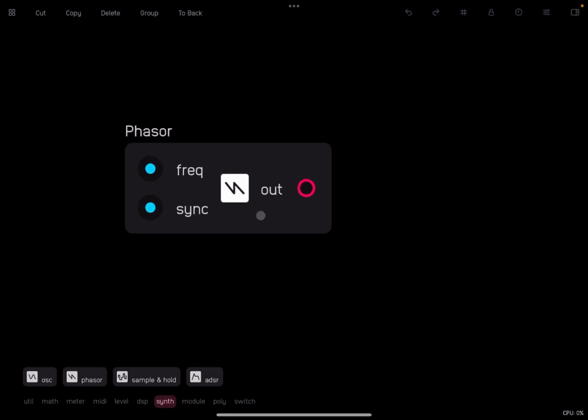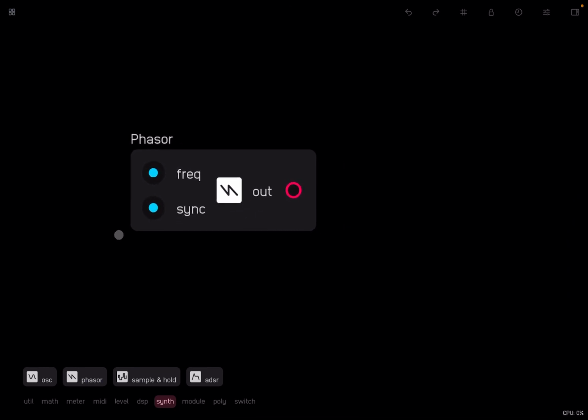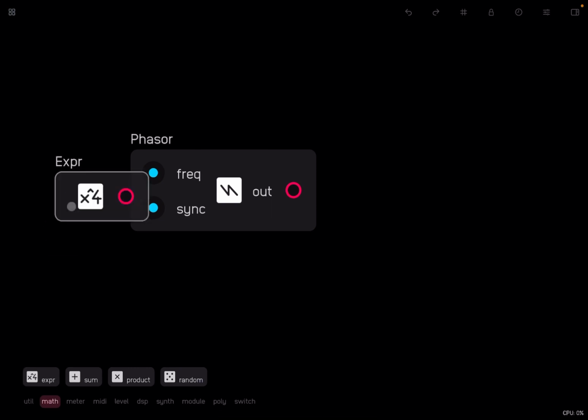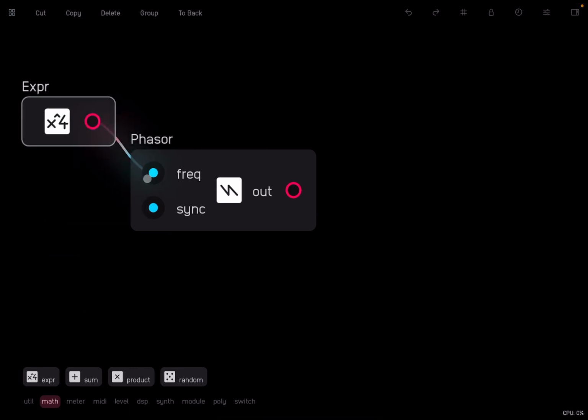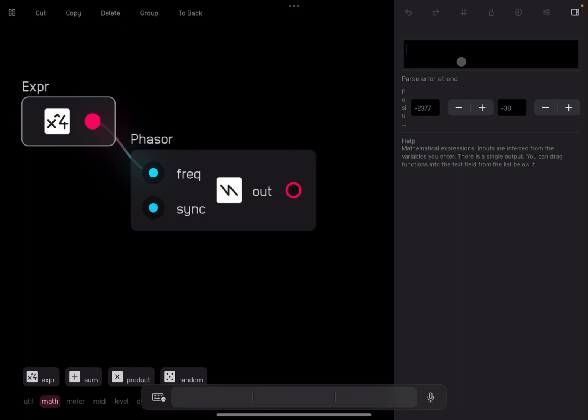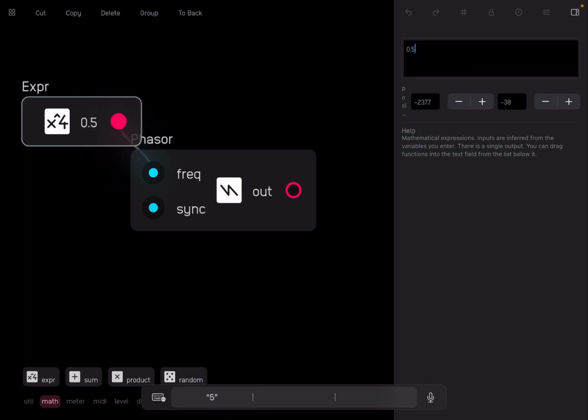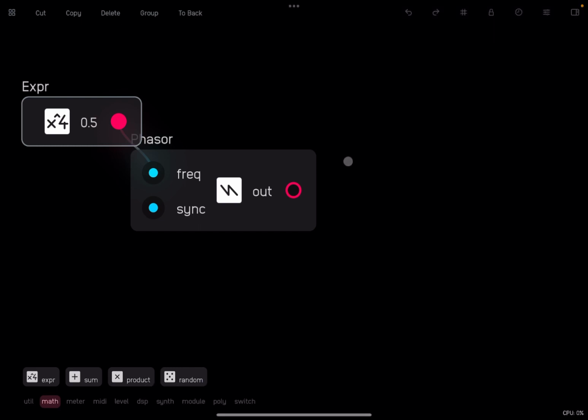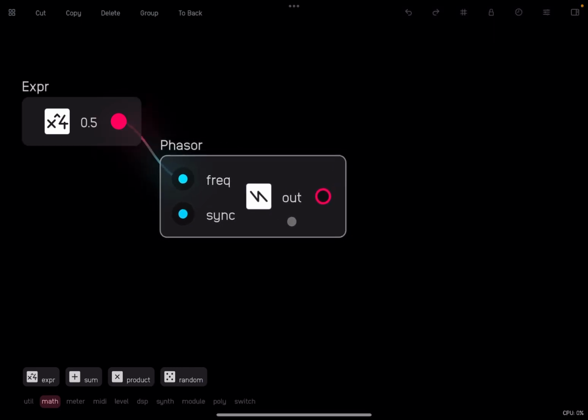Okay, so the first thing you want to do is to set the frequency. In order to do that, let's go to the math category and drag and drop an expression node, and let's connect that to the input of frequency. Then go to the expression node and set a value. Let's set a value which is very slow at the moment, because I want to show you the output of the ramp oscillator very slowly, not very fast.